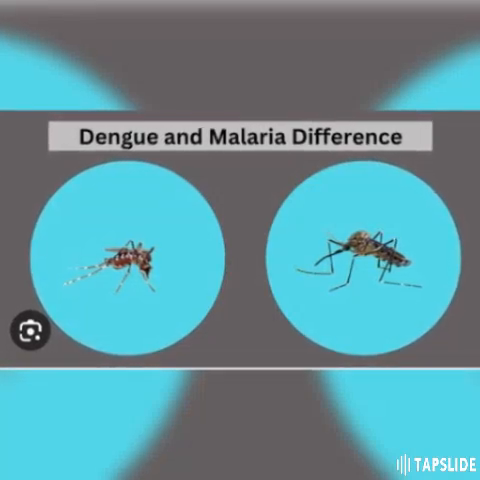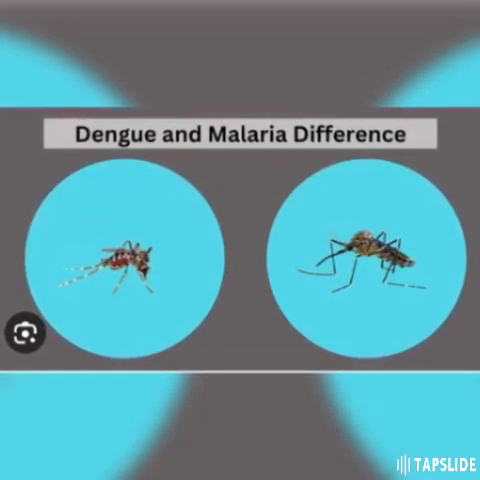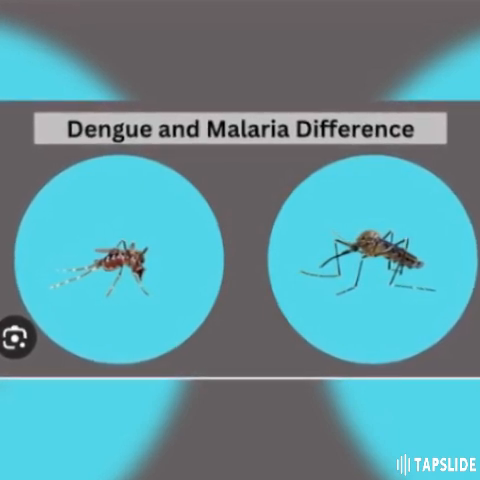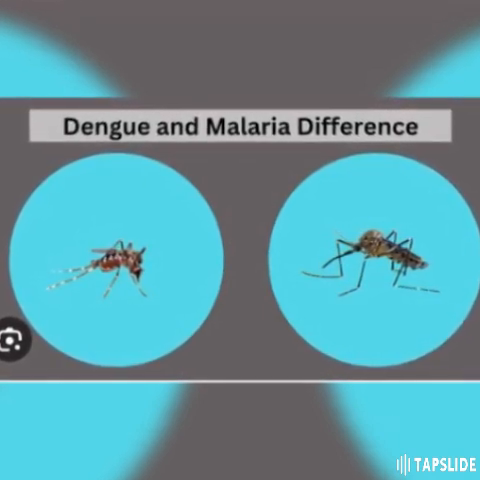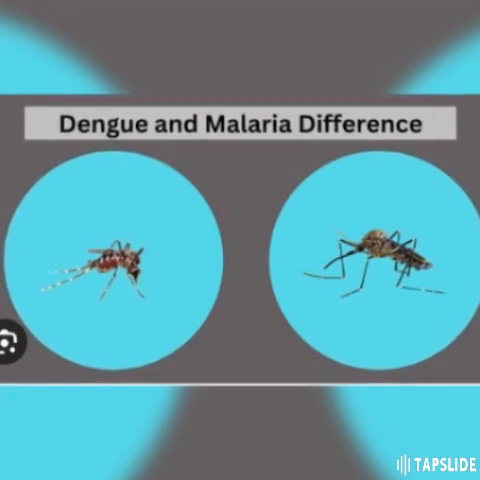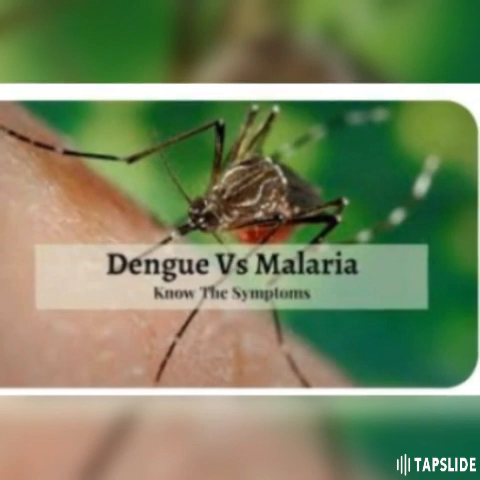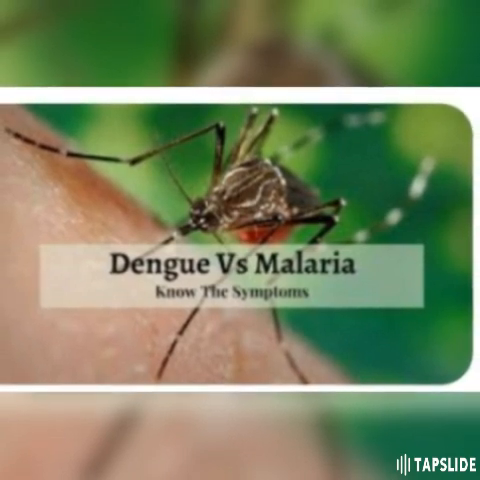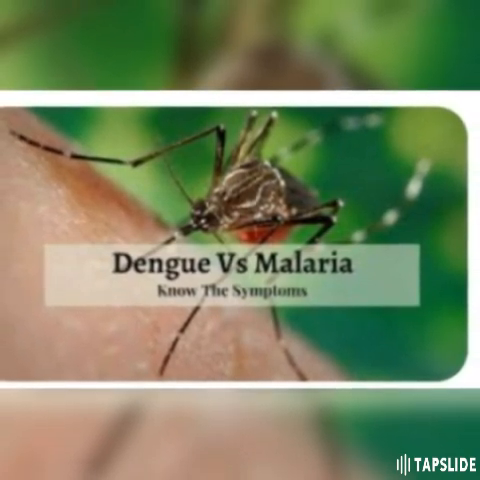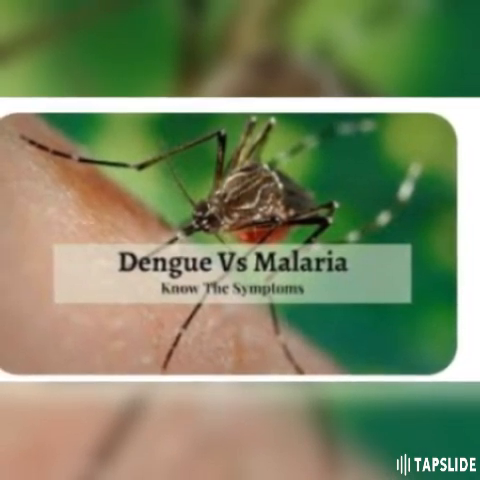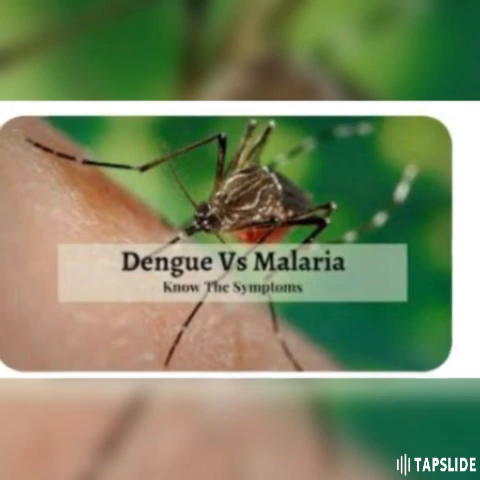Hi, today we'll be discussing the main difference between malaria and dengue fever. Malaria is caused by an infection with Plasmodium parasite, while dengue fever is a disease caused by infection with dengue virus. Types of mosquitoes that carry this disease are also different.